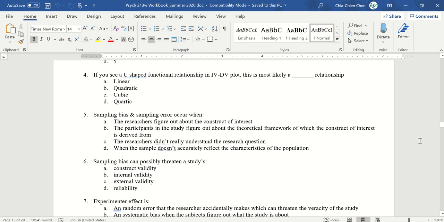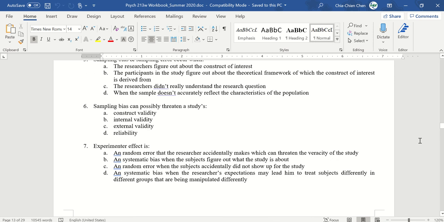Okay, number 4. If you see a U-shaped functional relationship in the independent variable, dependent variable plot, this is most likely a quadratic relationship.